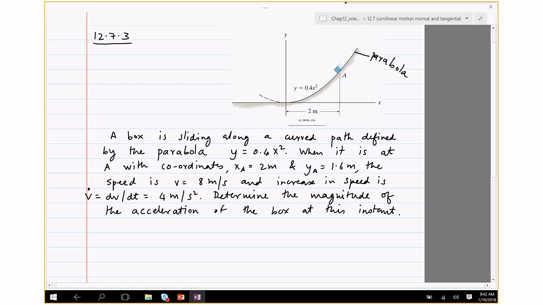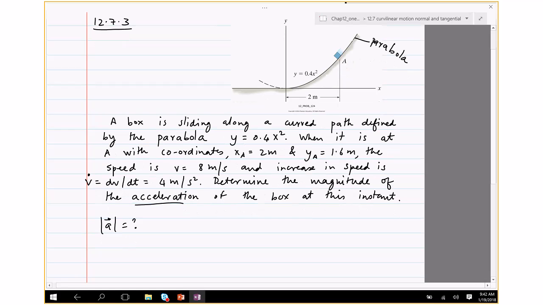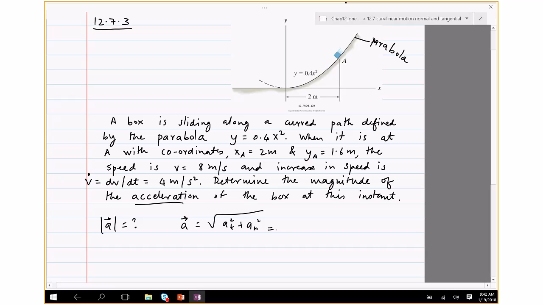Determine the magnitude of the acceleration of the box at this instant. So what we want to find is the magnitude. Okay, and what I like to do is sort of start from the reverse. So try to write a formula for acceleration. It's at square plus an square, which is v dot square plus v square divided by rho square.